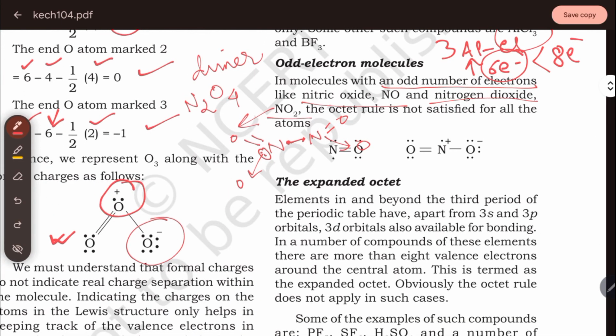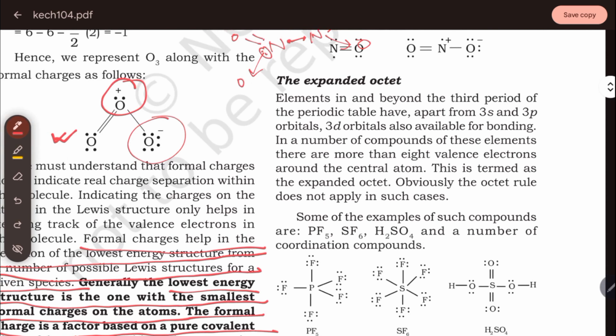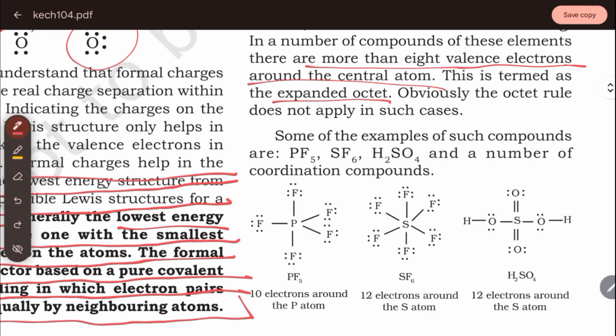Okay, so the expanded octet also, the central atom having more than 8 electrons, that is known as expanded octet. The central atom having more than 8 valence electrons. Okay, so here we can see PF5. PF5 has single covalent bonds here, there are 5. So 5 twos are 10 electrons. SF6, 12 electrons. Why? 6 covalent bonds are there. H2SO4 has 12 electrons around sulfur, which is greater than 8. So that is a violation of the octet rule, a limitation of the octet rule.